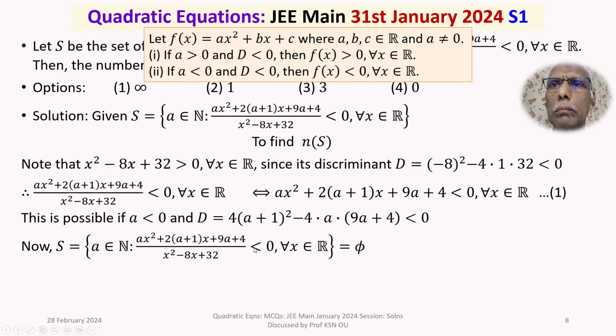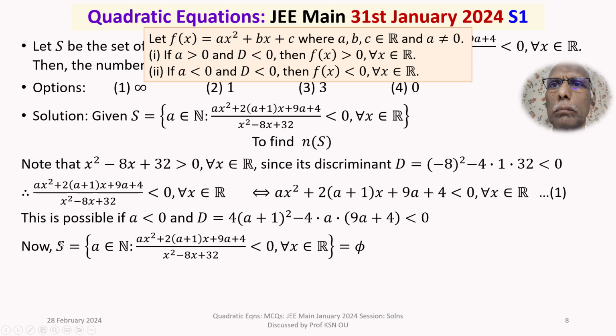That expression less than 0 for all x belongs to R is true for none of them. That means no natural number. Every natural number is positive. This is true when a is negative, but in this S, a is a natural number. Therefore, for no natural number is this true, because this is less than 0 when a is negative.